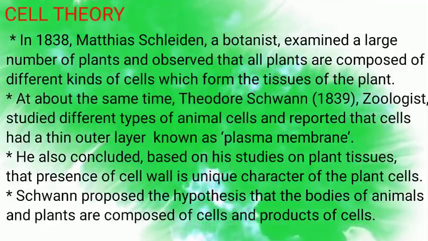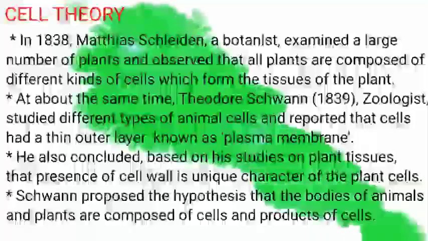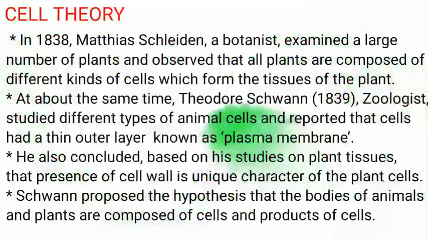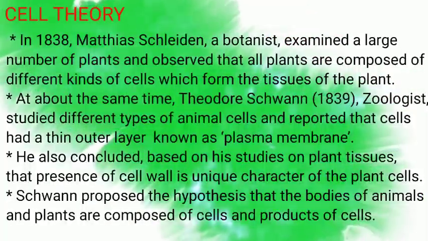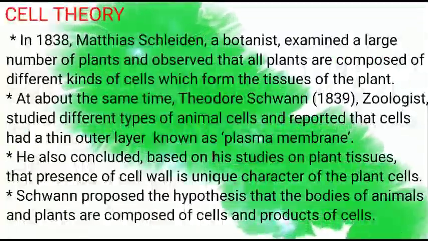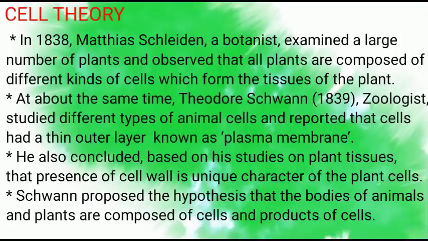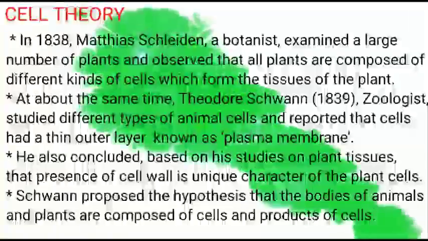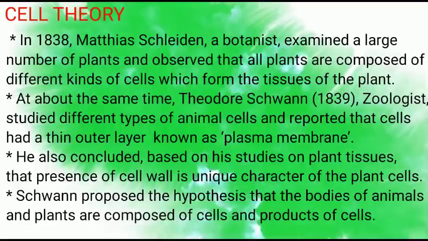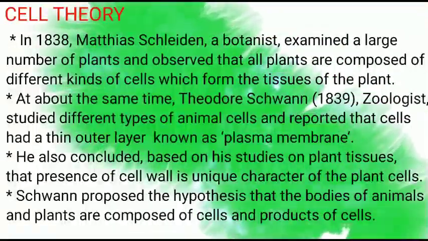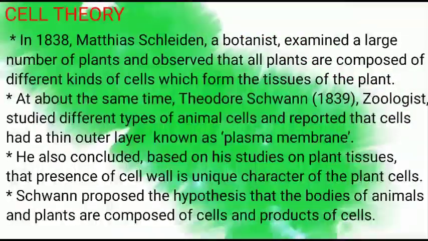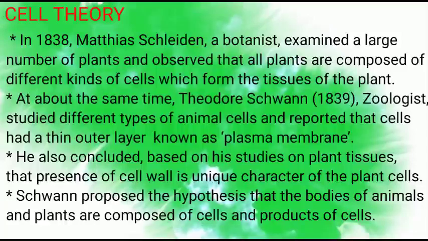He also concluded, based on his studies on plant tissues, that presence of cell wall is a unique character of the plant cells. Schwann proposed the hypothesis that the bodies of animals and plants are composed of cells and products of cells. Schleiden studied a large number of plants. Finally, he concluded plant body is composed of different kinds of cells in the form of different tissues.